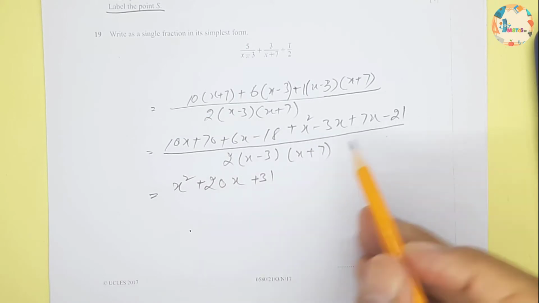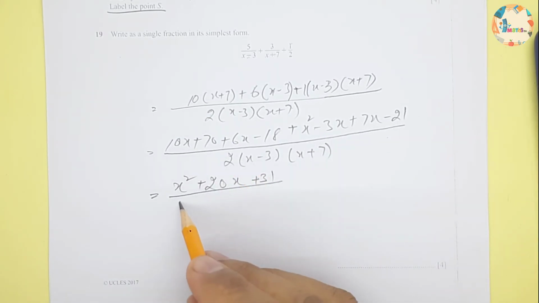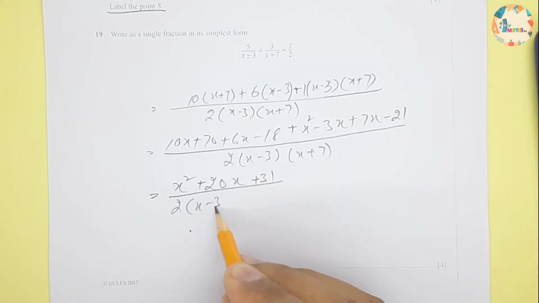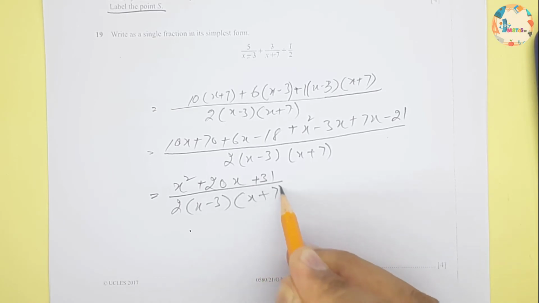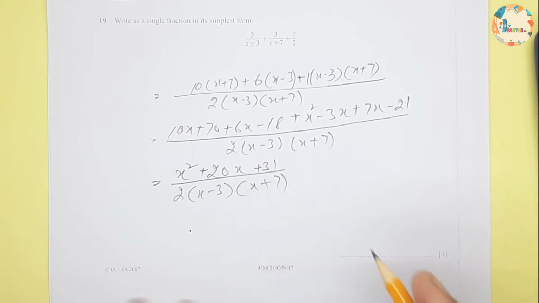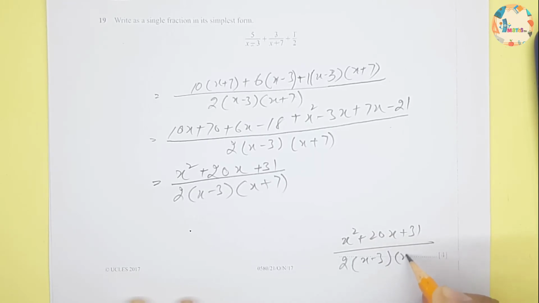So we have added the like terms and divided by this denominator, x minus 3 and x plus 7. This will be our final answer, and this is the location for the final answer, which we'll write over here, 2 into x minus 3 and x plus 7.